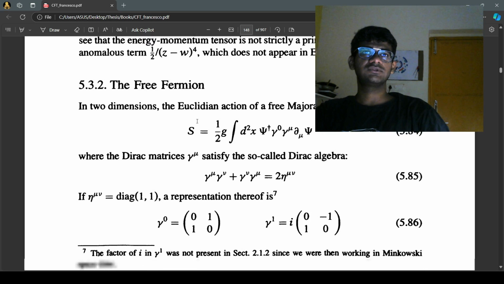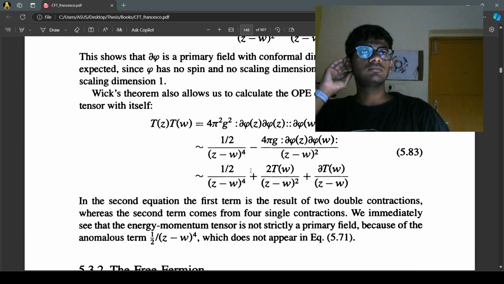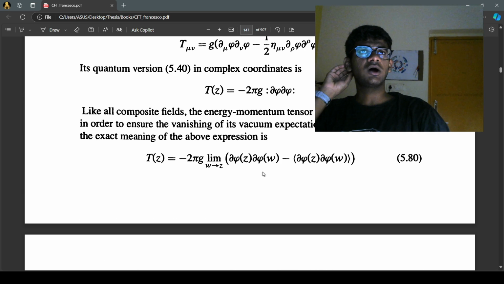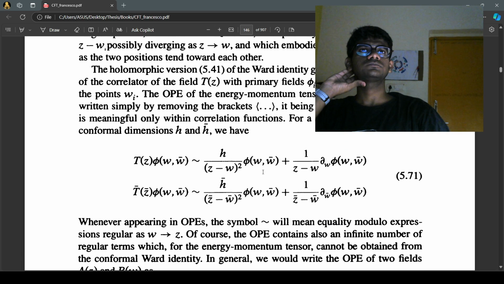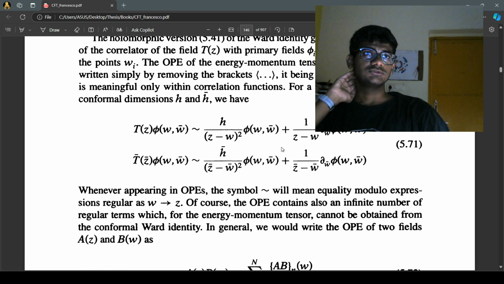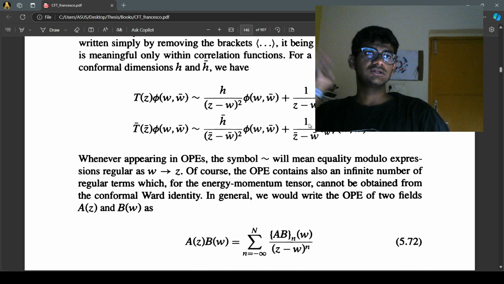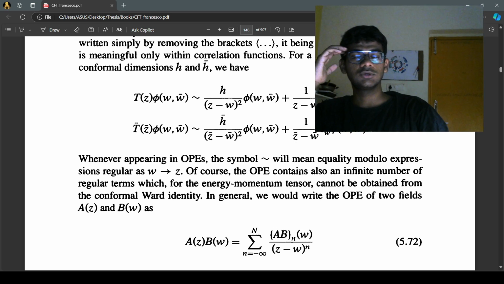For the bosonic, for the fermion and the ghost system, you end up with a form different from how OPEs for primary fields look like, which are given in this form, 5.71. You don't see other z minus w terms. There's one z minus w and the second power of z minus w, but other terms are not there. But it's up to regular terms. There are other regular terms, but there are no singular terms.